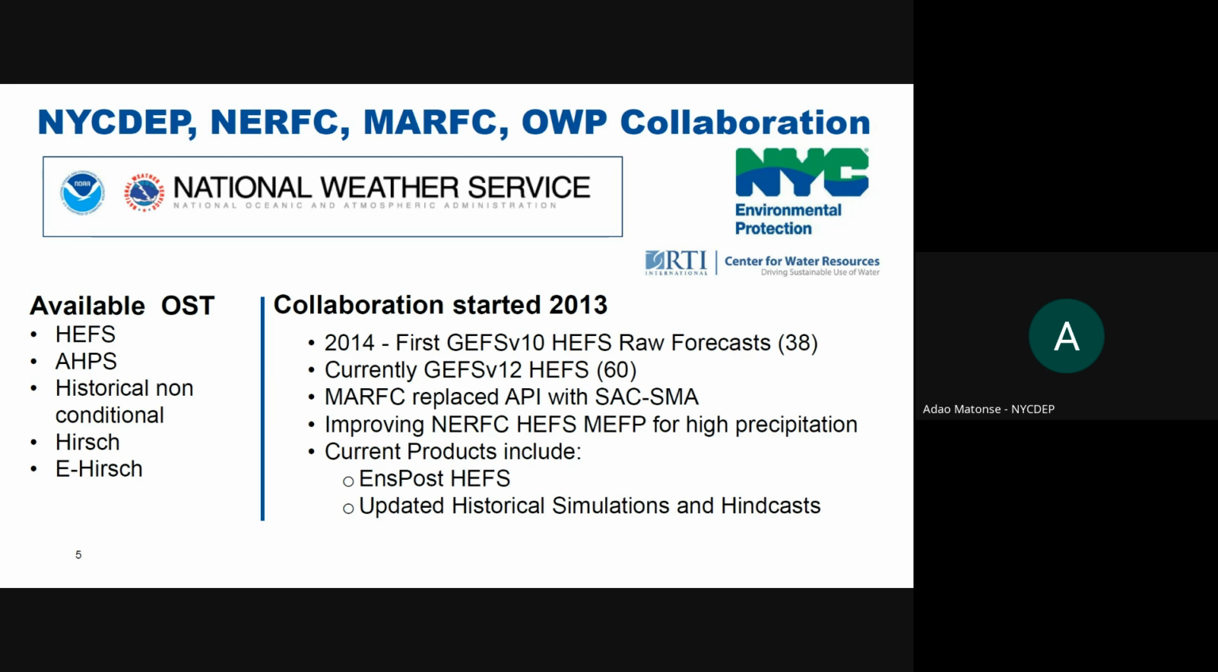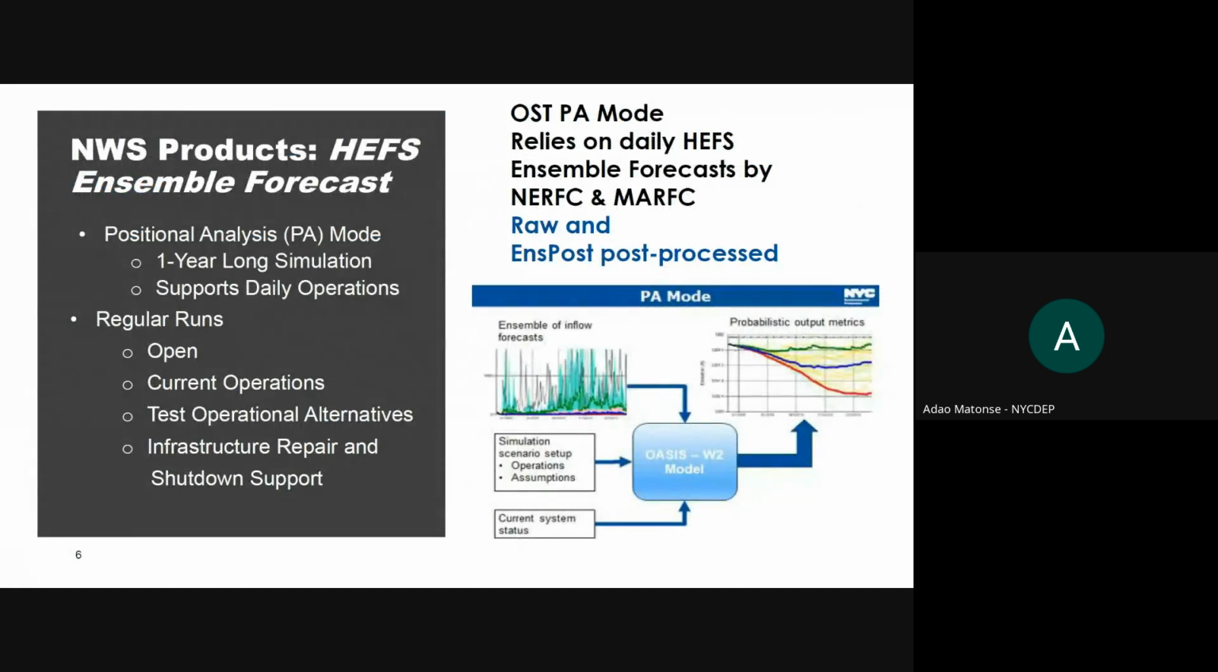NWS is improving NERFC's HEFS MEFP for high precipitation. Our current products include not only the raw forecast, but also post-processed HEFS, and, as Mike mentioned, updated historical simulation and hindcasts. Next slide.